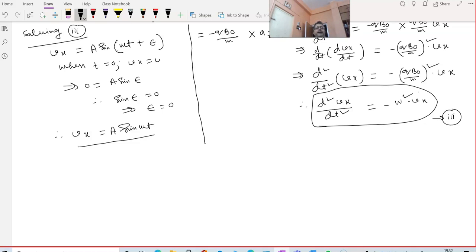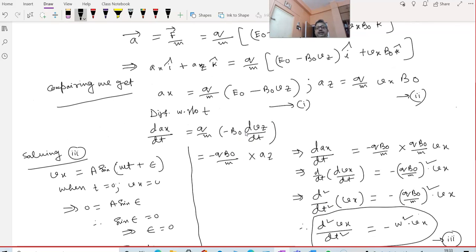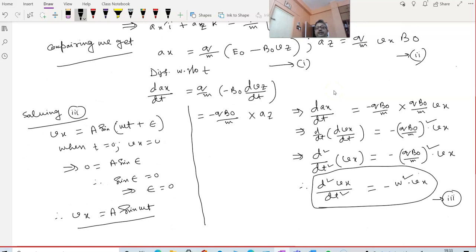This Vx will be A sine omega t. Okay. Now, after getting the value of Vx, let us see whether we can get Vz or not. Can you get Vz? Vx we got. So Vx, if we substitute there, we can get Vz from there.